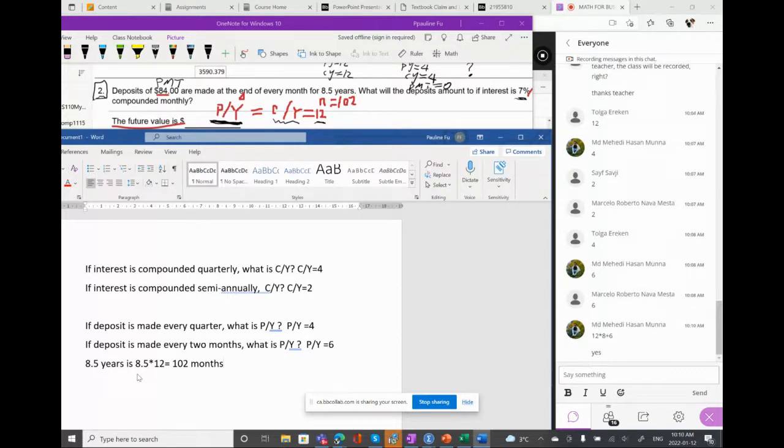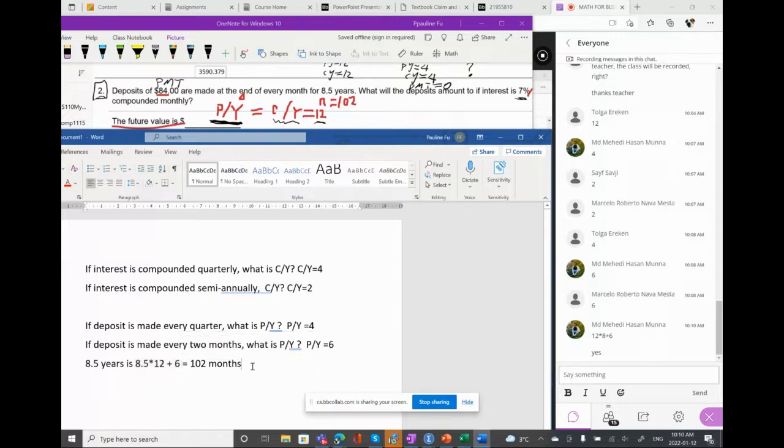Oh, Hassan, what I typed is wrong. I did it on purpose. Hassan, you found a mistake. It should be: 1 year has 12 months, then half a year has 6 months. You have to do 8.5 times 12, then plus 6. Then you come up with 102 months.